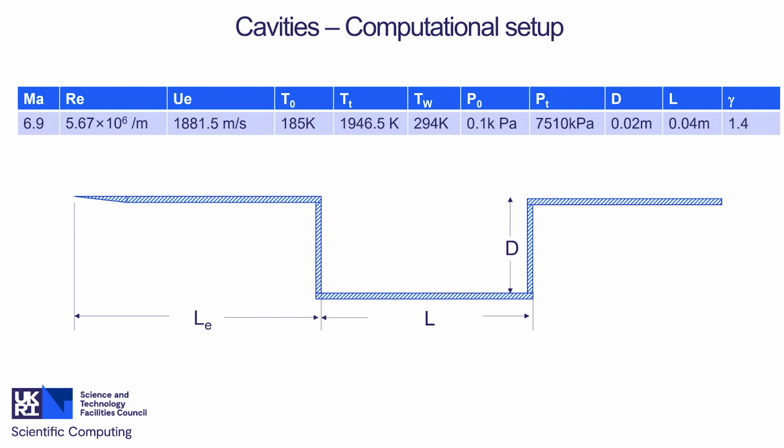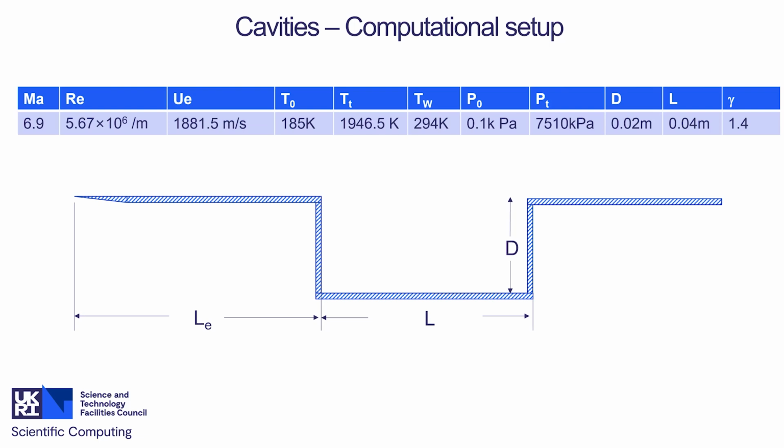As I said, we assume the wall temperature is 294 K. We know the depth is 2 centimeters. And in this particular case, for the open cavity, the length is 4 centimeters. And we're just using air, so we're using gamma 1.4.